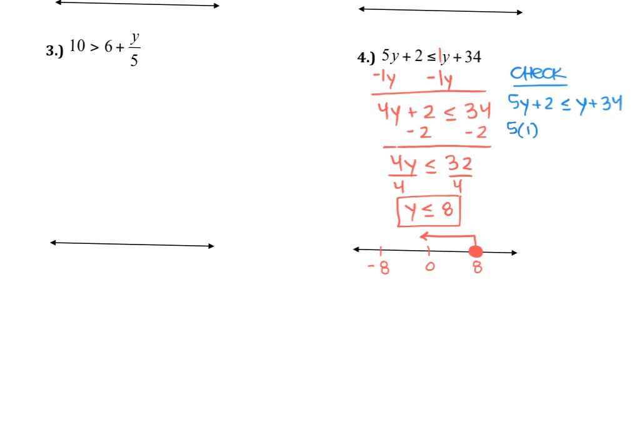So I've got 5 times 1 plus 2 is less than or equal to 1 plus 34. So that's 5 plus 2 is less than or equal to 35. And 7 is less than 35, so I got a true statement there, so I'm good. So again, if you have variables on both sides, no big deal. You just solve it the same way you did equations that had variables on both sides as well.